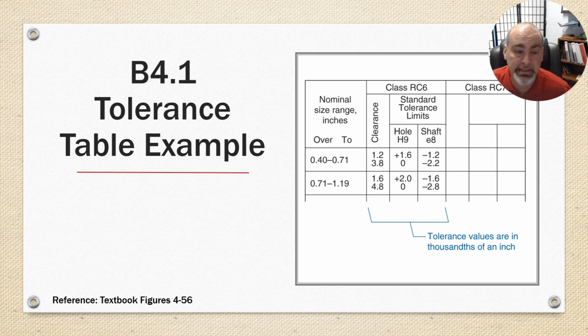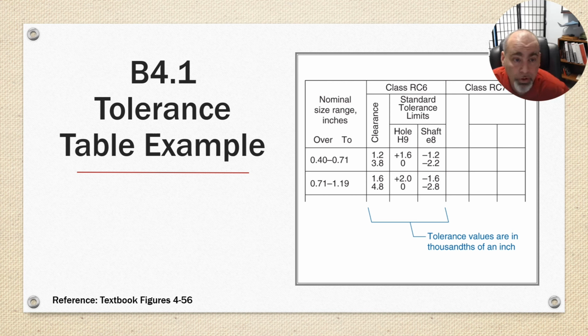Okay, so in this example, we're showing the tolerance ranges for a class RC6, so that should be something you're designing to move back and forth and not interfere with each other. And they even go as far as the hole and shaft have letter designations, and you have different diameters on the left. So if you're going to use something that's between 400 thousandths and 710 thousandths in diameter, you would use the first row of numbers. And if it's larger than 710 thousandths up to an inch, 190 thousandths, you would use the second row of numbers for your calculation.